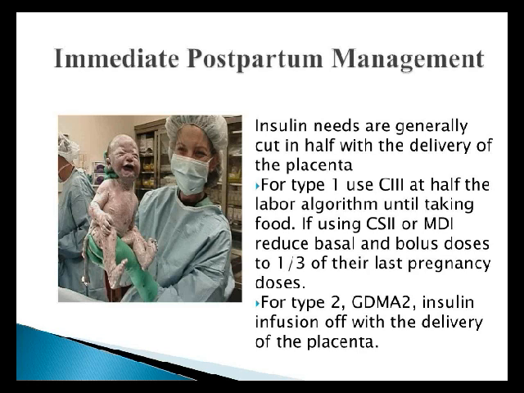Insulin needs postpartum are cut in half with the delivery of the placenta. So when that placenta comes out, it carries with it the hormones that have been blocking insulin, and needs are generally 1/2. People with type 1 could even require 1/3 of their pregnancy doses once the placenta leaves. For type 2 and GDMA2, the insulin infusion should be turned off with the delivery of the placenta. For type 1s, it needs to be cut back by 1/2.